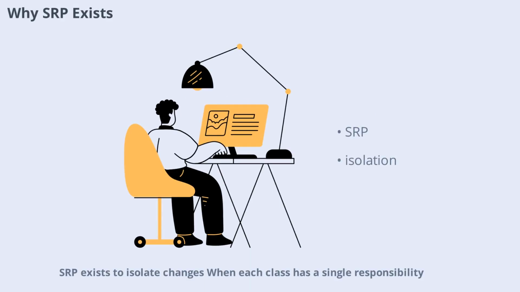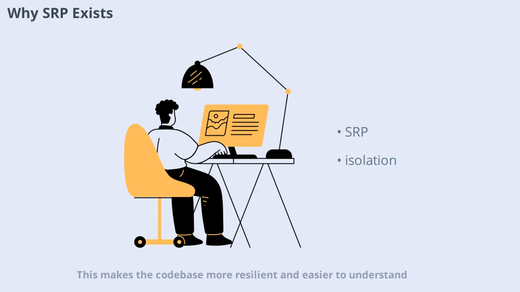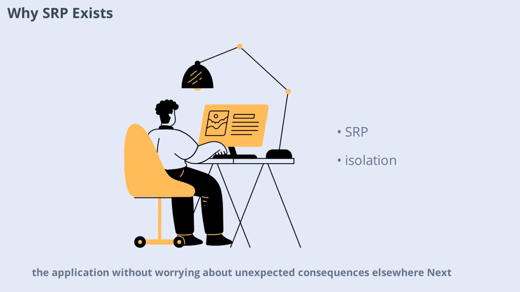SRP exists to isolate changes. When each class has a single responsibility, changes in one area don't ripple through the entire system. This makes the codebase more resilient and easier to understand. Developers can confidently update one part of the application without worrying about unexpected consequences elsewhere.